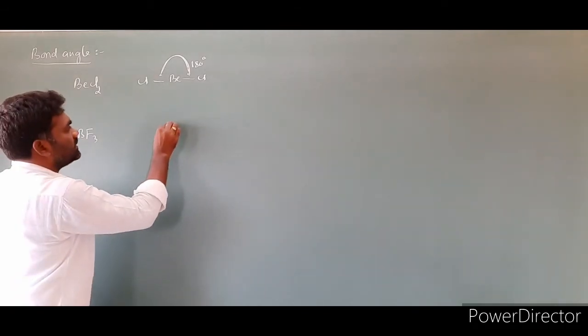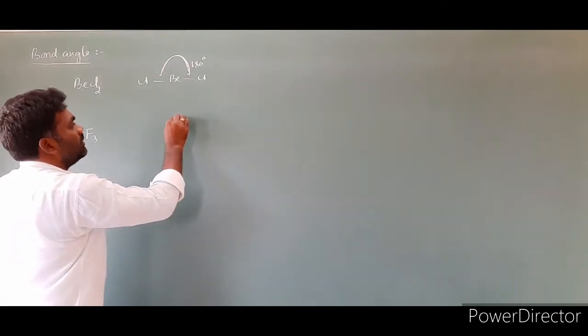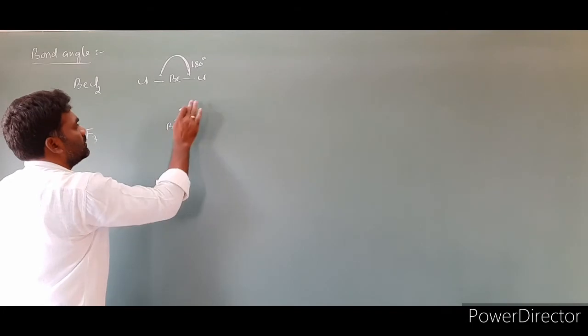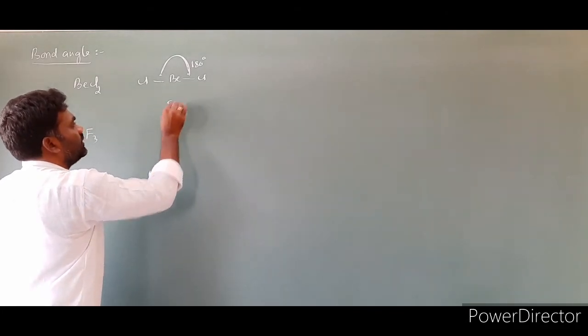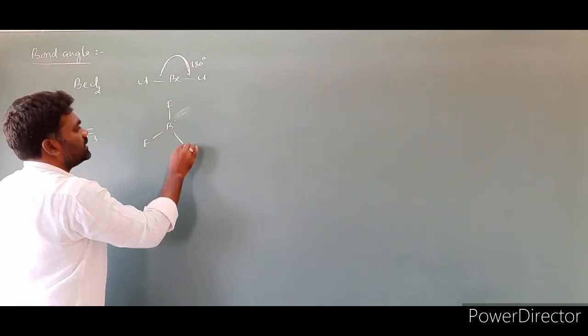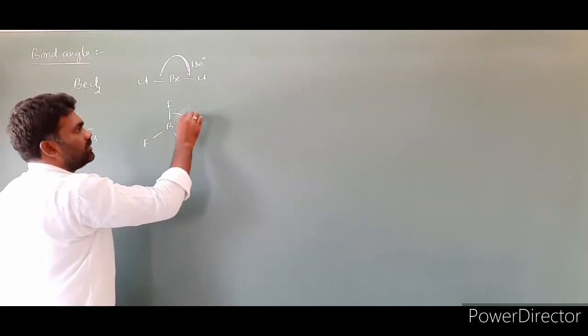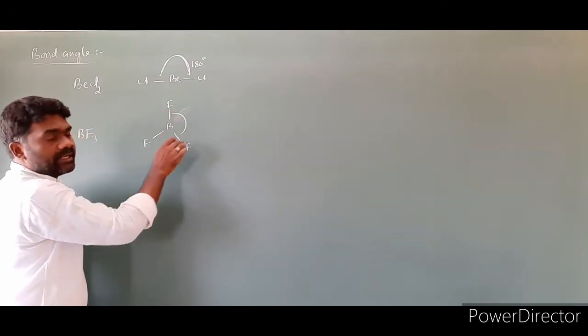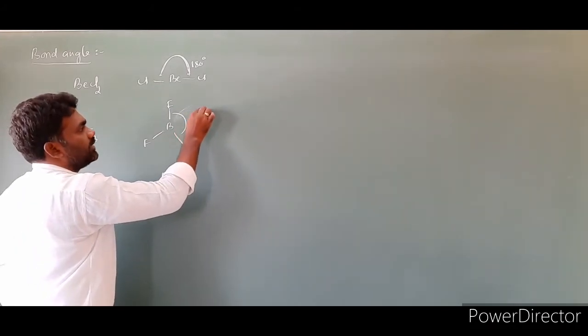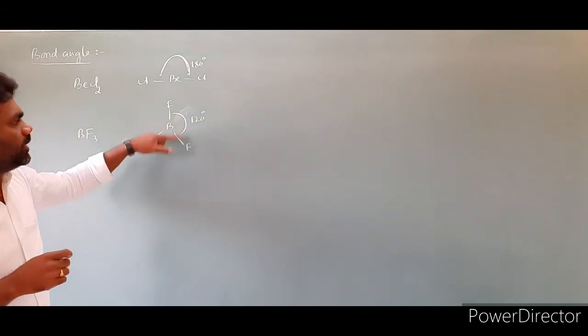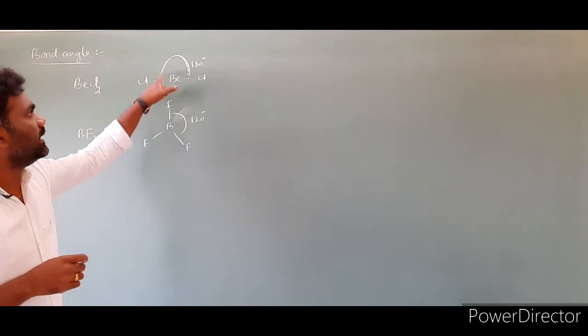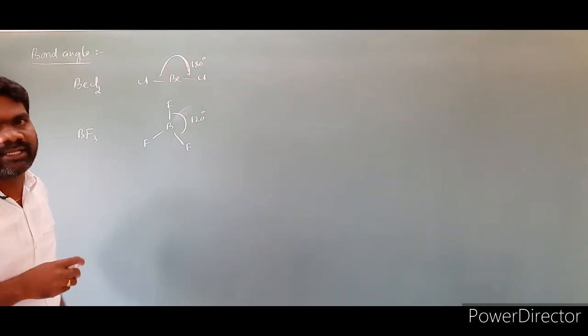BF3. So boron is present at the center. Then fluorine: this is the first fluorine, this is the second fluorine, and this is another fluorine. The angle between these two is called the bond angle. How much will we get? 120 degrees. The angle between any two fluorines will be taken as 120 degrees. Angle between these cases is 180 degrees.